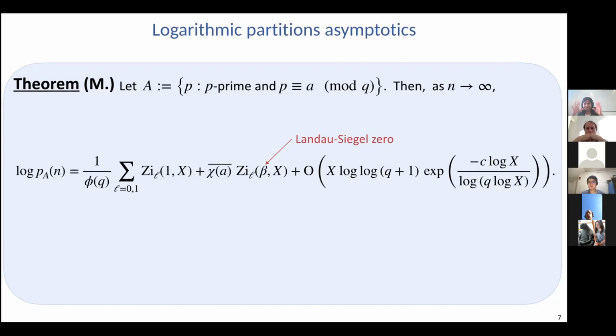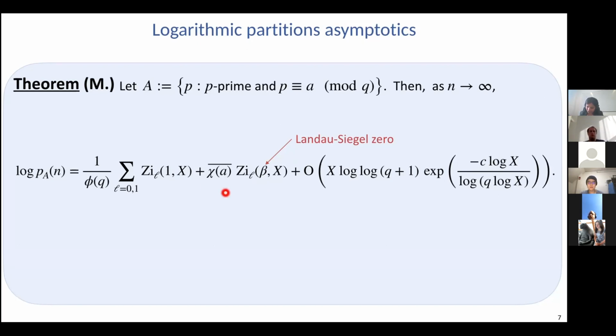But the point is that there is some exceptional character. We do not expect that it exists, but we can't prove that it doesn't exist. So unfortunately, if we have it, we have to write it. But this term shouldn't really appear. We don't expect it to be there. And this beta is the Landau-Siegel zero, also known as the exceptional zero for the Dirichlet character.